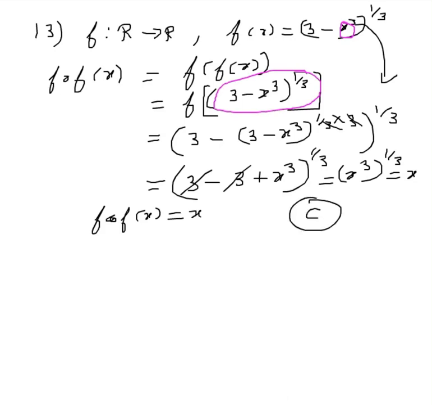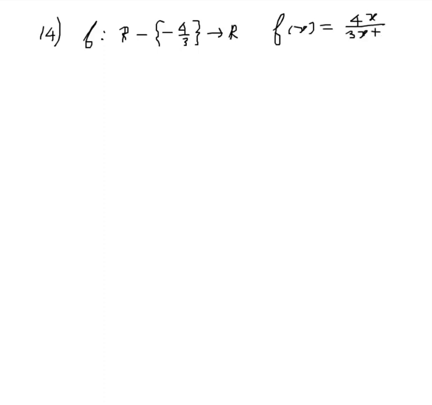C subdivision is the correct answer. And from this answer we can say that F inverse is F. Now question number 14. Let F be from the set R minus 4 by 3 to R, a function defined as F of x is equal to 4x divided by 3x plus 4. The inverse of F is the map G from range of F to R minus 4 by 3 given by... So we have to find the inverse function.